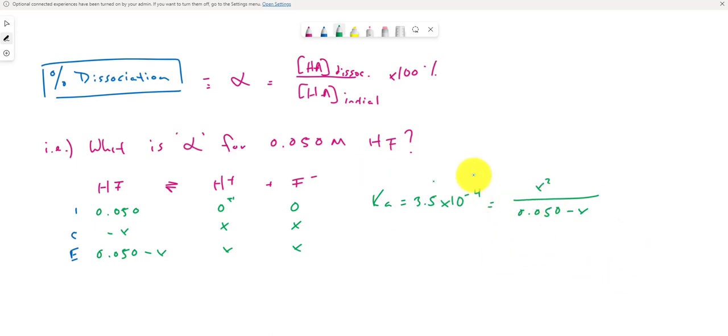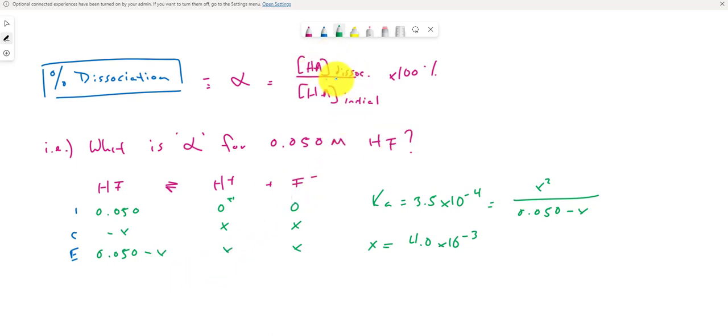This will be really familiar because this is almost always the form that we're going to get at the end of an ICE table. So pop that into the quadratic equation, and you get x equal to 4 times 10 to the minus 3. If we look at the actual ICE table here, x is the amount of HF that's dissociated, right? Because at equilibrium we have 0.05 minus X. So we could compute HF here, 0.05 minus this value, and that would give us the undissociated amount of HF. But we really want the dissociated, which is left over. That's the X term here.